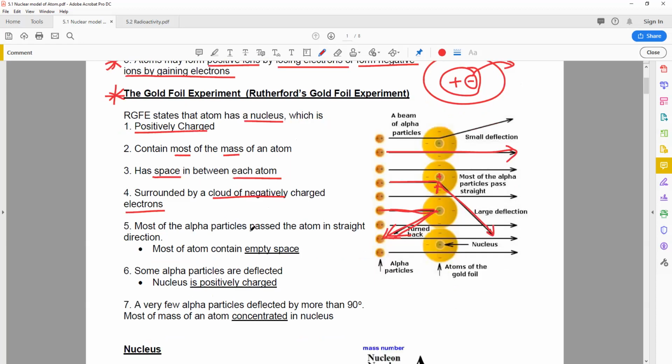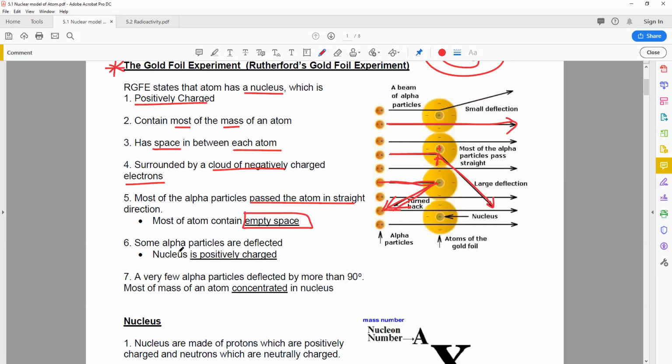Most alpha particles pass the atom in a straight direction. This indicates that most of the atom is made of empty space, right? Some alpha particles are deflected, indicating that the nucleus is positively charged, right? And some alpha particles deflect more than 90 degrees, indicating that most of the mass is concentrated within the nucleus itself, guys.